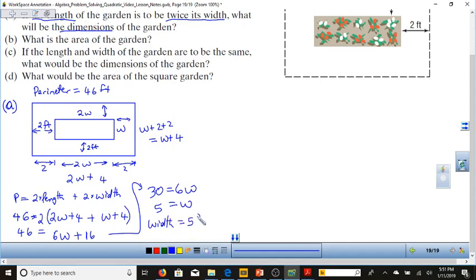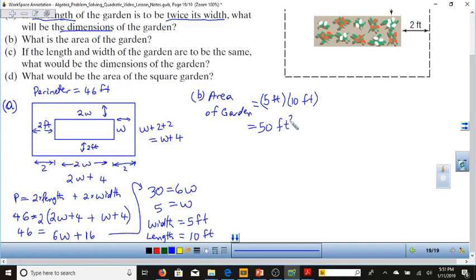So for part A, the width of the garden would have to be 5 feet, and the length of the garden would have to be twice that, which is 10 feet. And then part B is asking what is the area of the garden, which is now easy because it's a rectangular garden. We just do length times width. 5 feet multiplied by 10 feet would give the garden an area of 50 square feet.